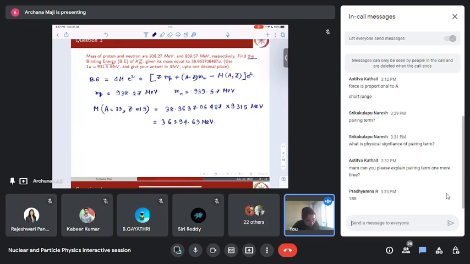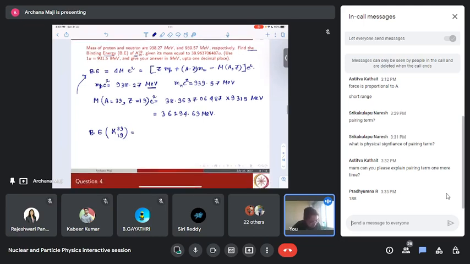So all these data we have to substitute in this formula to obtain the binding energy of this element. Since this is in mega electron volt, it is given as m proton times c square and not just mass. So this is the energy of proton, energy of neutron, and this is also mass of this potassium times c square, that is equal to this MeV.